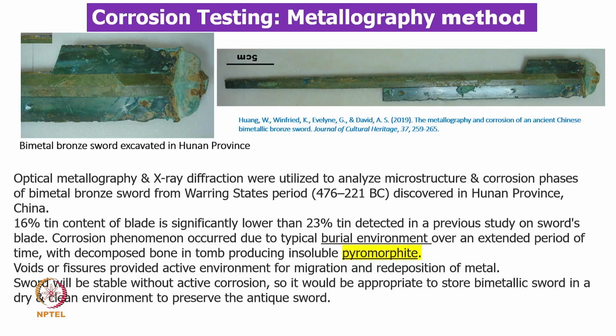Now, coming to metallography, and again I am trying to cover from literature, in 2019 there is a paper on the metallography and corrosion of an ancient Chinese bimetallic bronze sword. Earlier we know that swords were made of bronze material, and then they excavated, and they found that this kind of sword was available in some period, something like 476 to 221 BC, a long time back, and it has been excavated from China.